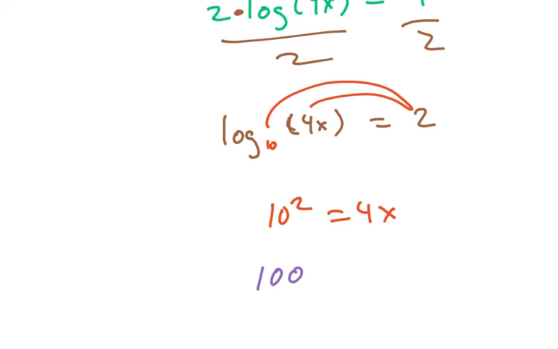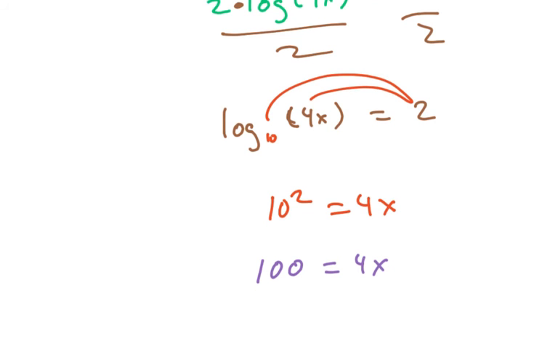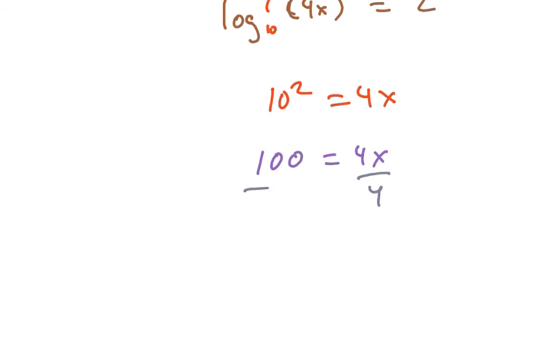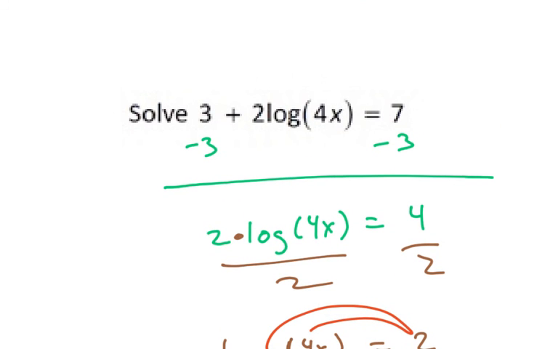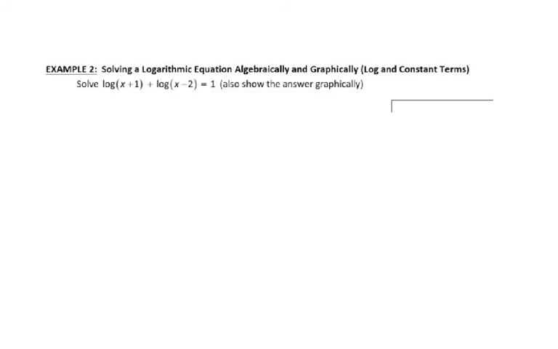10 squared is 100. And you're just doing basic algebra. Divide by 4. 25 is x. We'll confirm. If we plug in 25, we're not getting negatives. We're good. All right, solve a logarithmic equation algebraically and graphically.